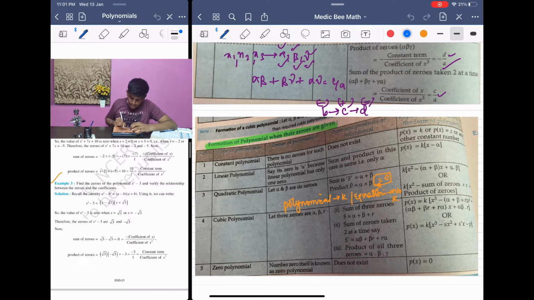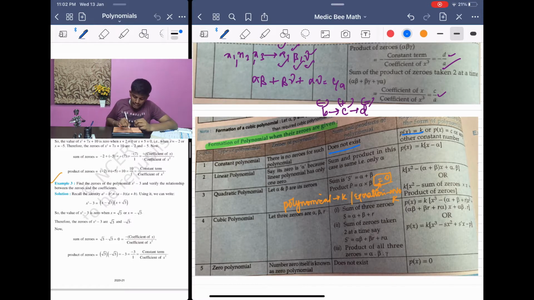For a constant polynomial, there are no zeros, because whatever x you feed in, the answer you get is always fixed. It may or may not be zero, but it doesn't vary with the x that you feed in. So the sum and product of the zeros don't exist. And p of x will be of the form k, where k is any constant number. We don't know exactly what it is, but it is a constant.